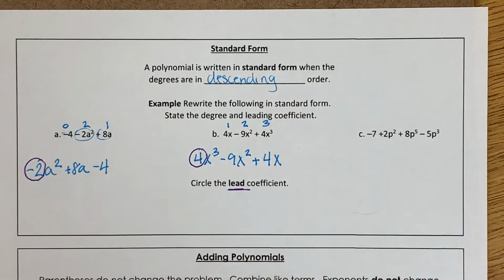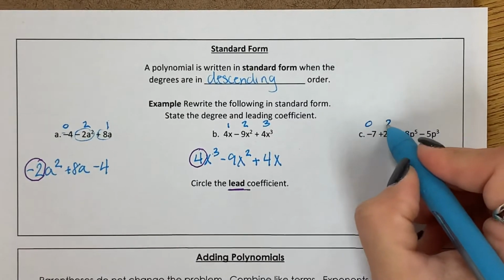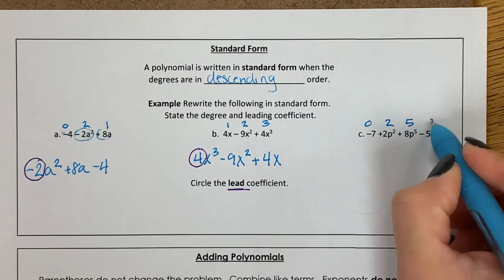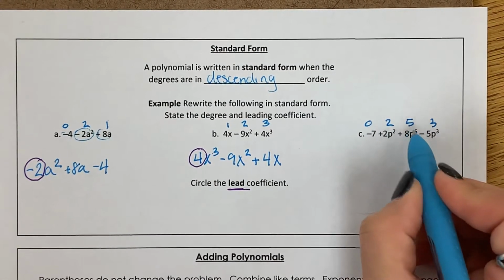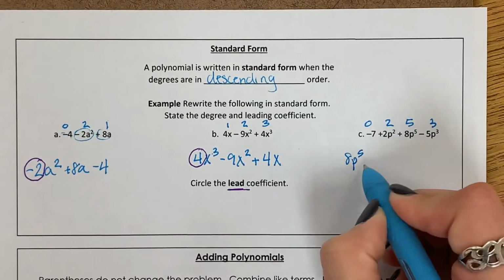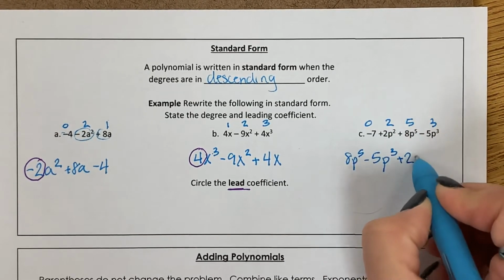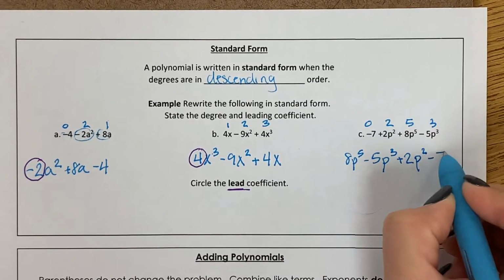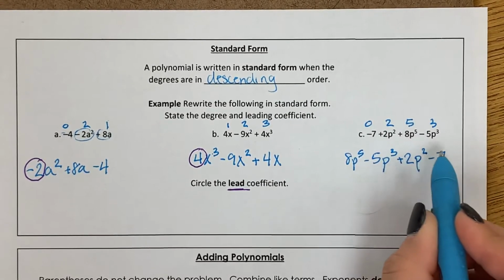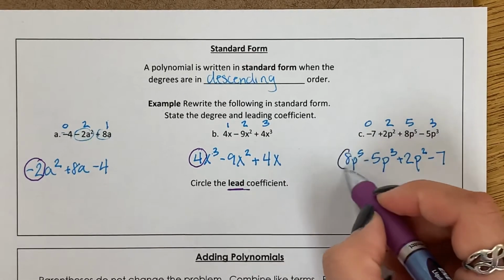That would be 4. Our last one, we have 0, 2, 5, and 3. So the 5 is the highest, it goes first, 8p to the 5th power. Then we go 3 minus 5p to the 3rd, plus 2p to the power of 2, and then minus 7. 5, 3, 2, 0. They're in order from greatest to least. The lead coefficient now would be 8.